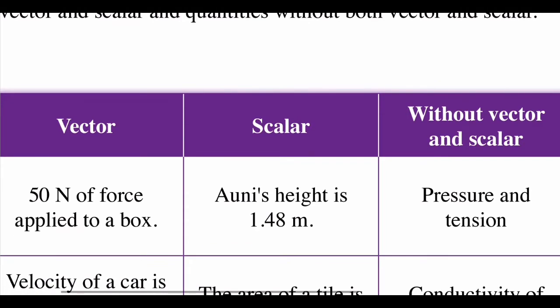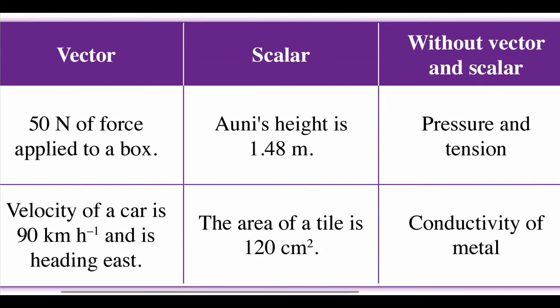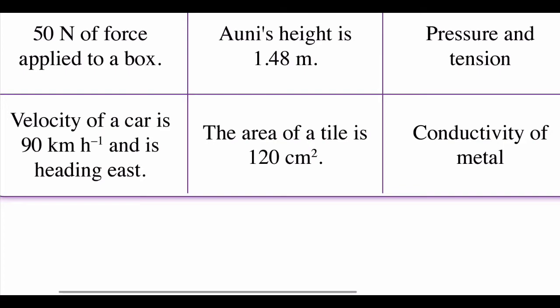Okay, now let's see. Examples of vector quantity are 50 Newton of force applied to a box, or velocity of a car 90 km per hour heading to a certain direction. Scalar quantity examples: Auni's height is 1.48 meter, or the area of the tile is 120 centimeter square. Neither scalar nor vector, examples are pressure and tension, or the conductivity of matter. All these are neither vector nor scalar.